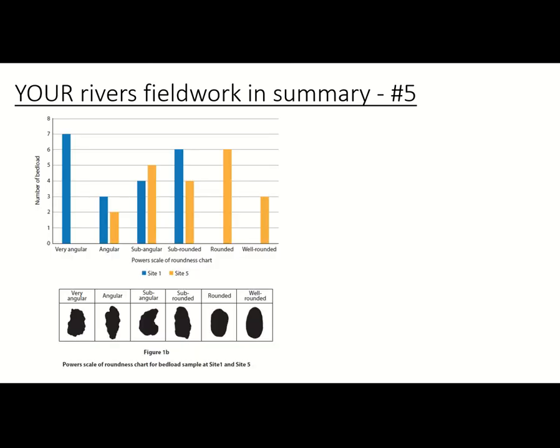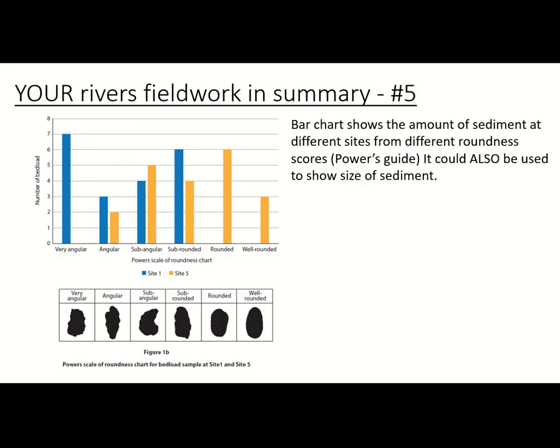Another way we presented our data was through bar charts. So when it came to the roundness, we could present it in a bar chart, or you could do this same thing for size of sediment. Rather than being angular, subangular, whatever, you could have size of sediment from site 1, 2, 3, 4, 5, 6. So this only had 2 sites, site 1 and site 5, which again we'd urge you to do because you only did 3 sites. So site 2 and site 7 would be a good contrast.